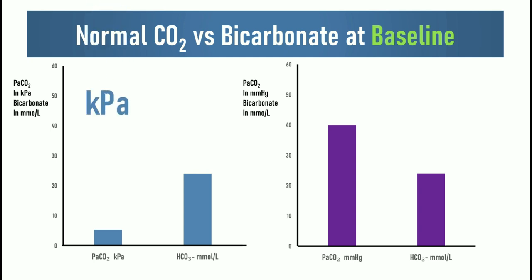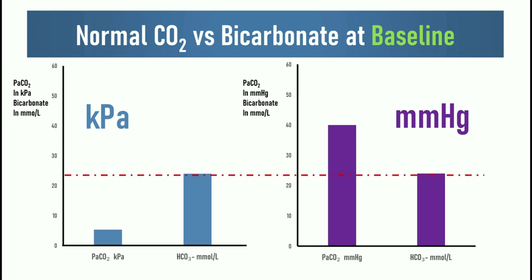On the left-hand side, we have the PCO2 and the bicarbonate in kilopascals and millimoles per liter. And on the right-hand side, we have the CO2 in millimeters of mercury and the bicarbonate in millimoles per liter. So even though the CO2 looks different from one to the other, just multiply the kilopascals by 7.5. The bicarbonate is the same, but I've kept the color slightly different so you don't get confused. And this is where we are at baseline.